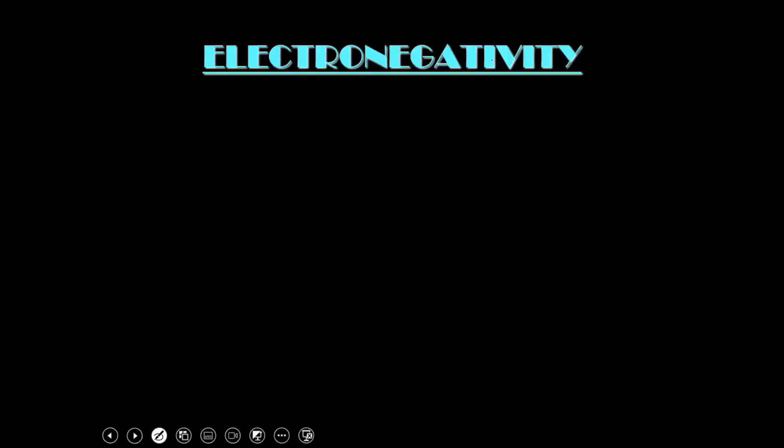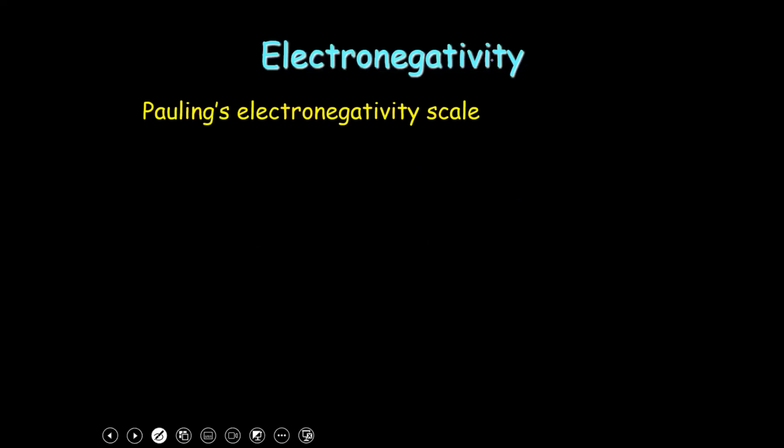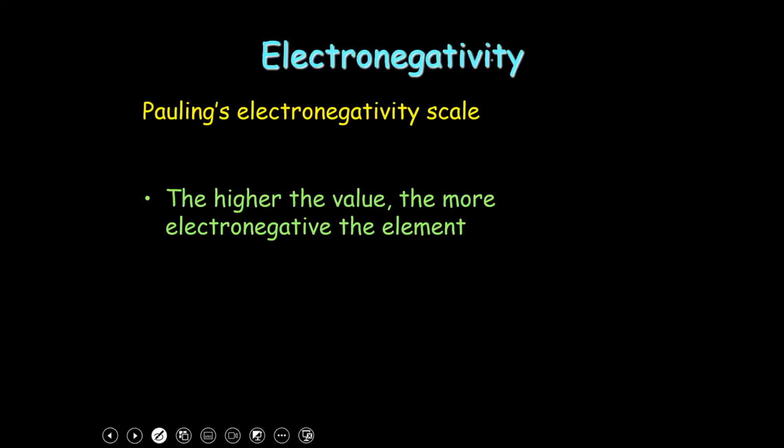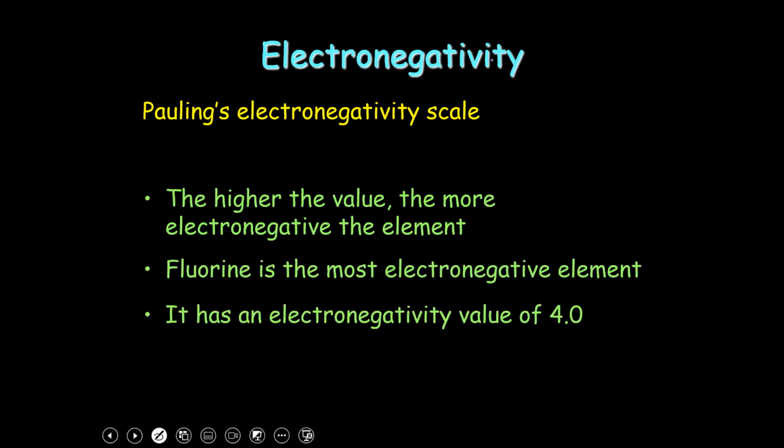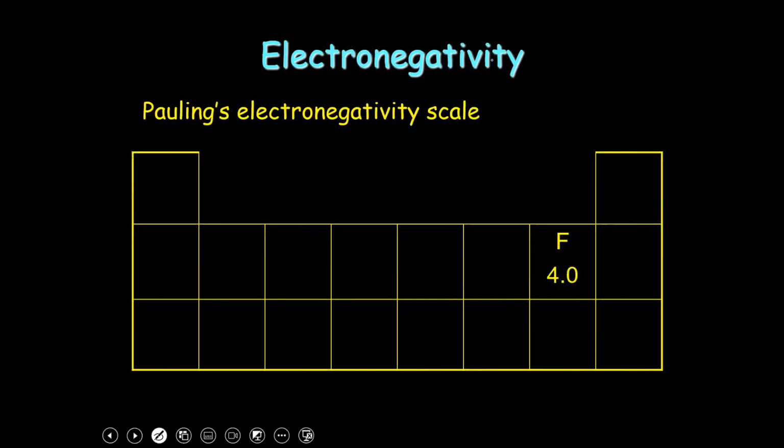Electronegativity trend. Now look at this. Electronegativity is the power of an atom to attract electron density in a covalent bond. Now this is a scale. The higher the value, the more electronegative the element. Fluorine is the most electronegative. It has an electronegativity scale value of 4.0. Now look at this diagram. Fluorine 4.0, lithium 1.0, beryllium, boron, carbon, nitrogen, oxygen.